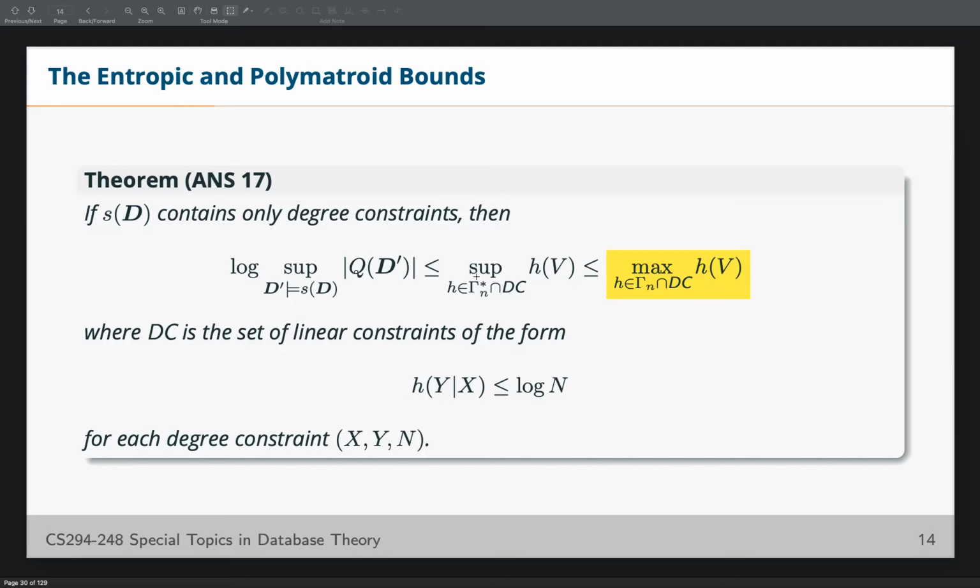However, because gamma star n is a really complex object to handle, the next best thing is to enlarge the set a little bit into the set gamma n, which is the set of polymatroids. Now, gamma n is great because it's all linear constraints. Submodularity is linear, monotonicity is linear. And the set of degree constraints is also linear: h of y union x minus h of x is at most log n. So we have just a linear program, and we use it to bound.